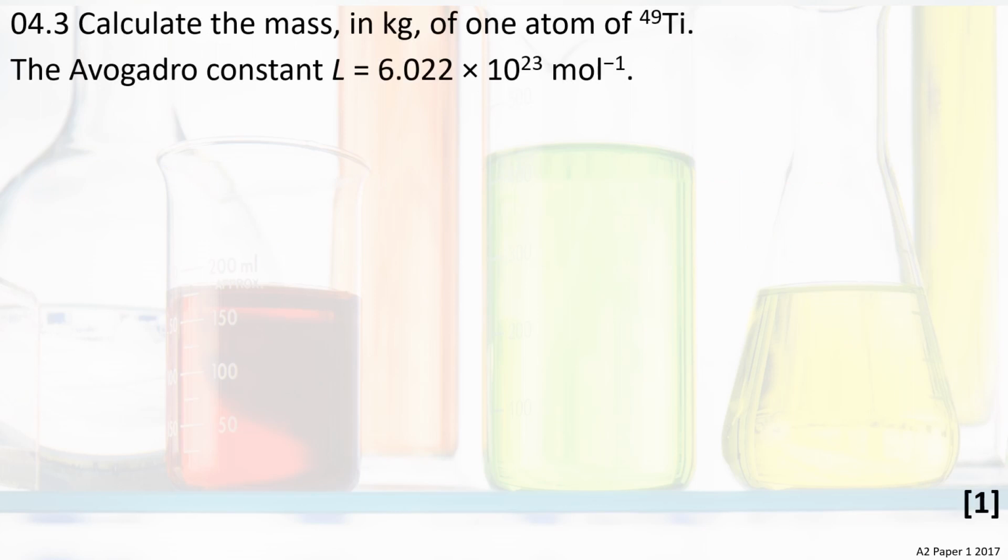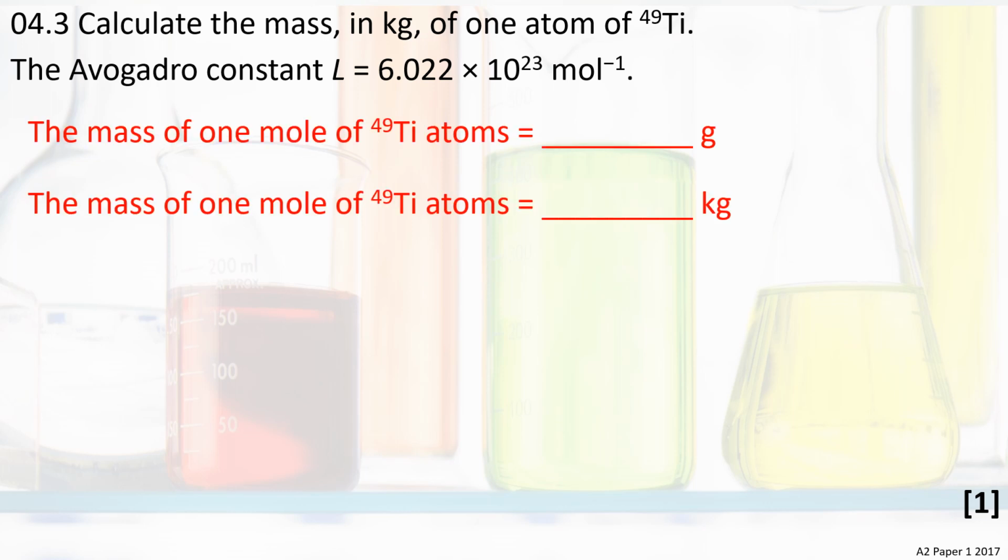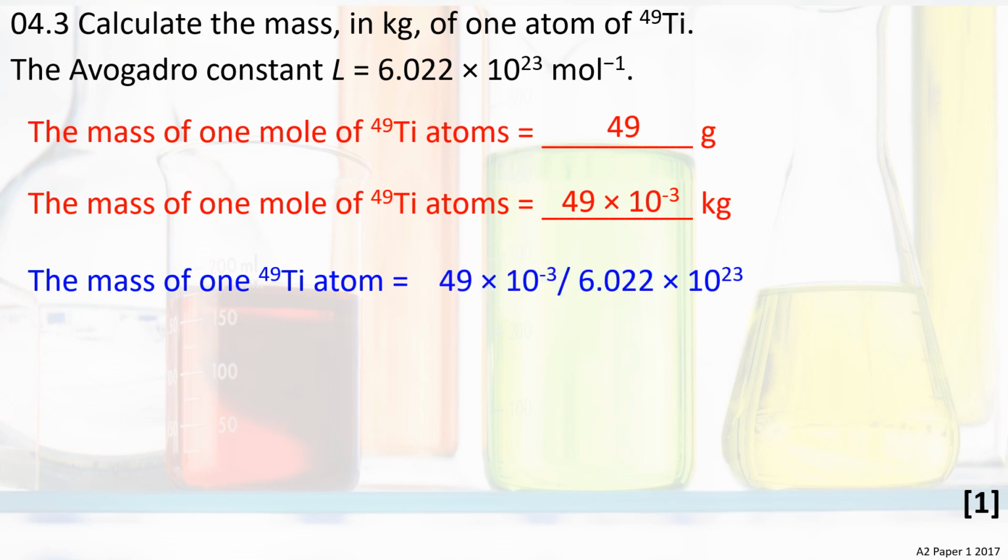Here's the next part of the question. Calculate the mass in kilograms of one atom of titanium-49, and we're given the Avogadro constant there. Well, 1 mole of titanium-49 atoms has a mass of 49 grams. Dividing this by Avogadro's number gives the mass of one atom in grams. Dividing this number by 1000 gives the mass of one atom in kilograms.